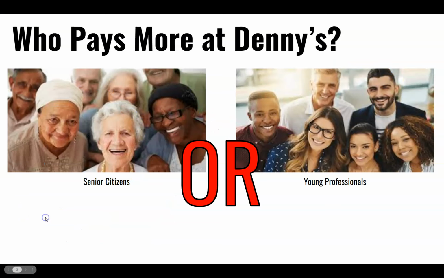So we start by looking at an example, thinking through, if you were to go to a Denny's or any sort of diner, who would be likely to pay more for their meal? Would it be senior citizens or young professionals? And the answer is senior citizens. There's a special menu for senior citizens that offers the same meal as young professionals for less money. The eggs aren't any different for seniors than they are for people in their 20s and 30s, but those eggs are cheaper if you're older.